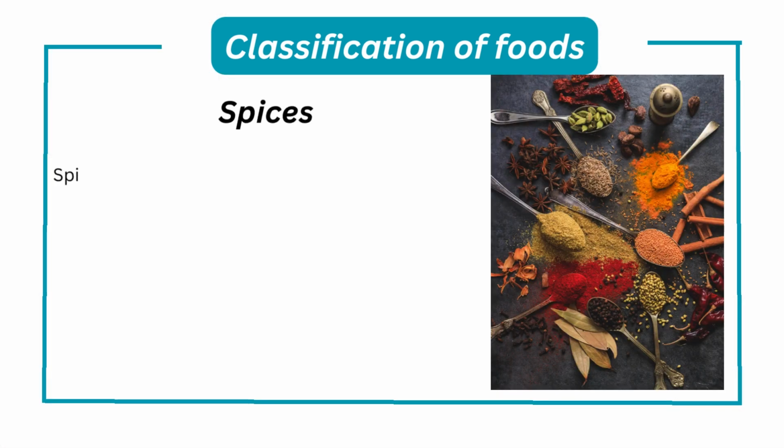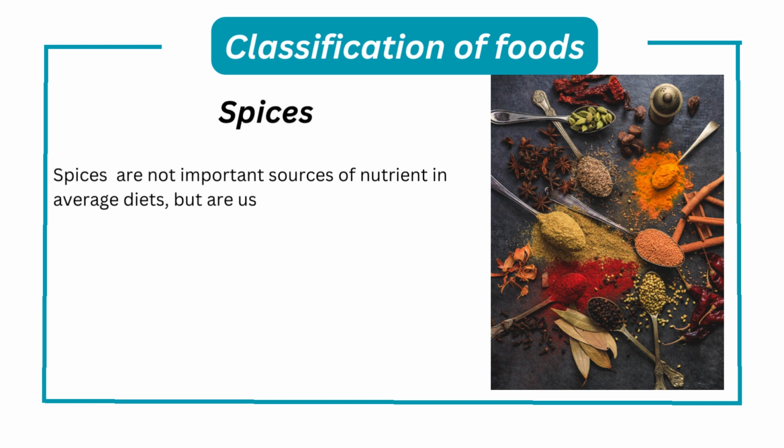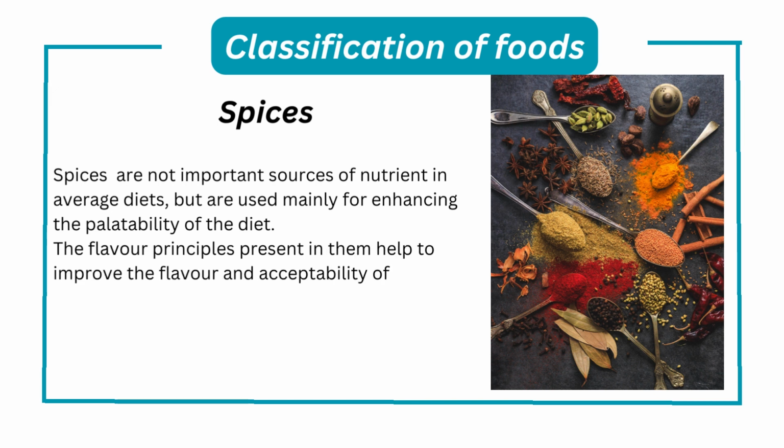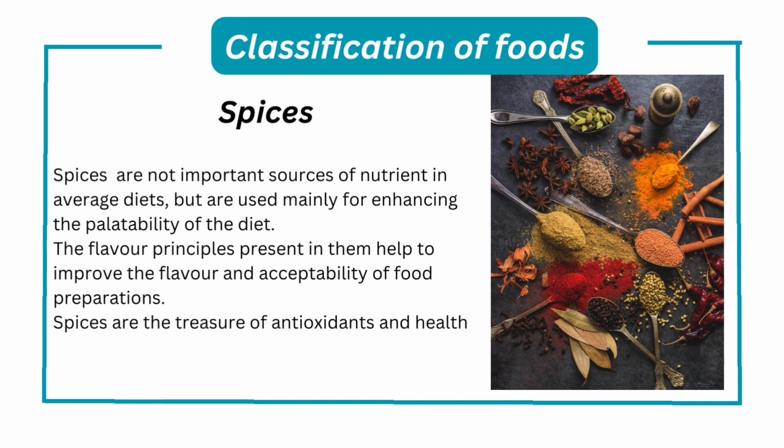Now last is spices. Spices are not an important source of nutrients in average diet, but are mainly used for enhancing the palatability of diet. The flavor principle present in them helps to improve the flavor and acceptability of the food preparation. Spices are the treasure of antioxidant and health promoting components.